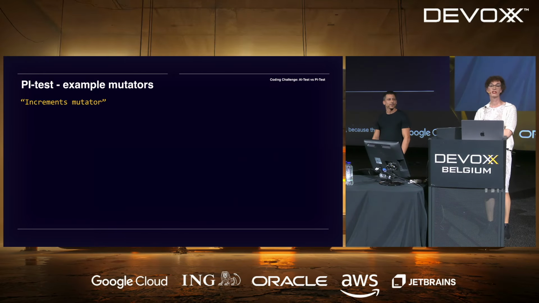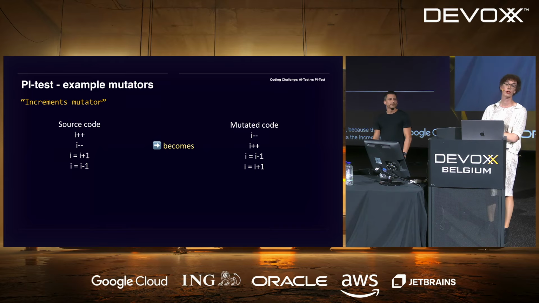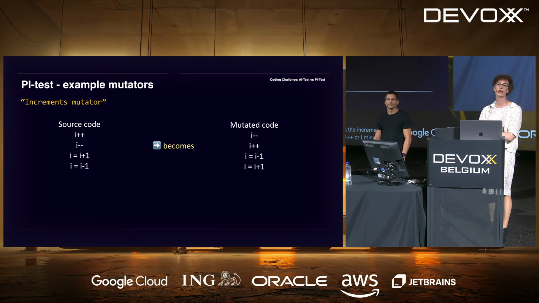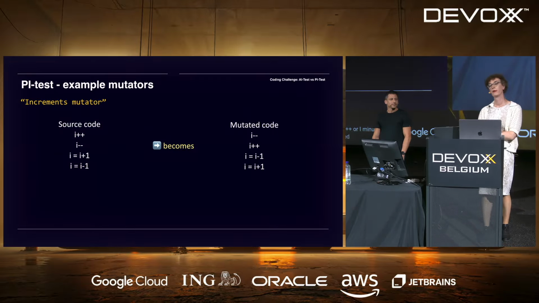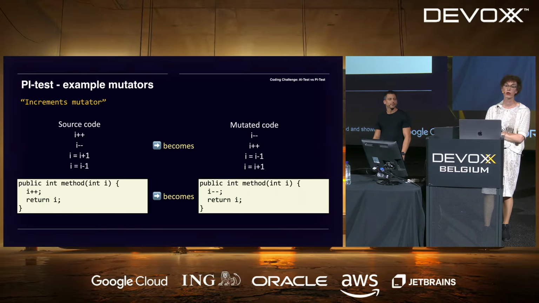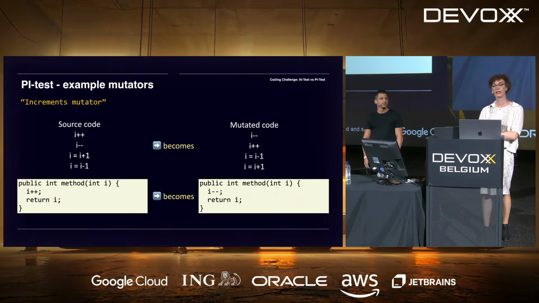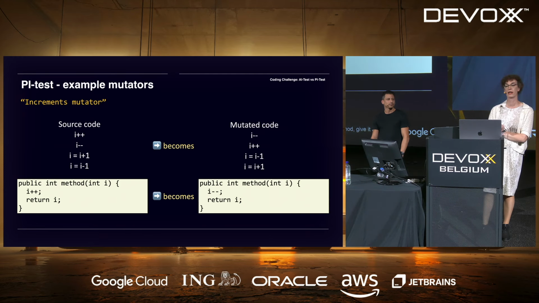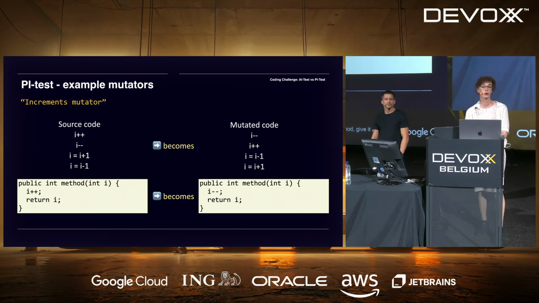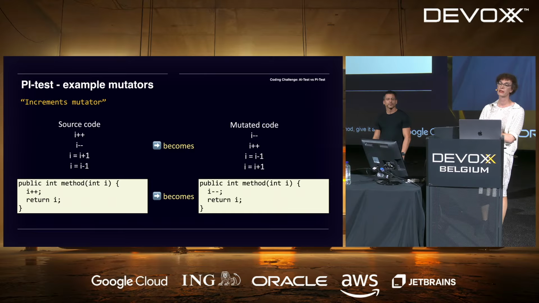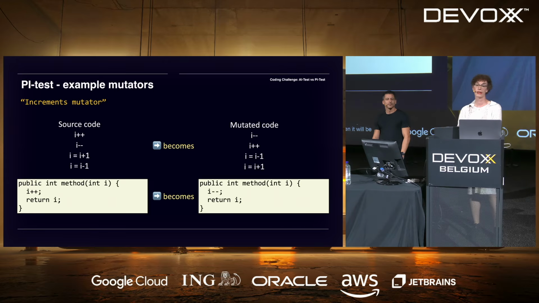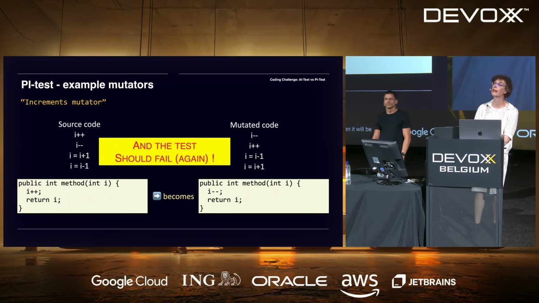So this is the increments mutator. What it does, if your code contains something like i++, or i--, or i = i + 1, then the mutated code is changed as shown below, right? So basically, if your code contains public int method, give it a parameter, and I increment the parameter and I return it, then it will be changed to decrement the parameter and return it, with the idea, again, that the test should fail. That doesn't sound so hard, right?